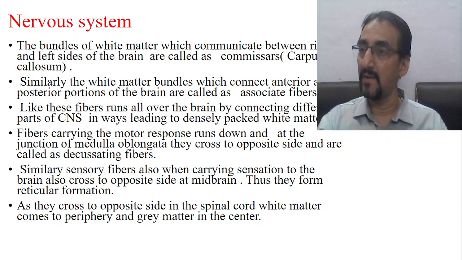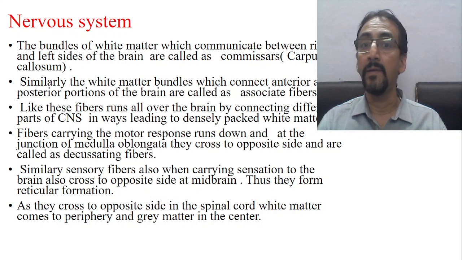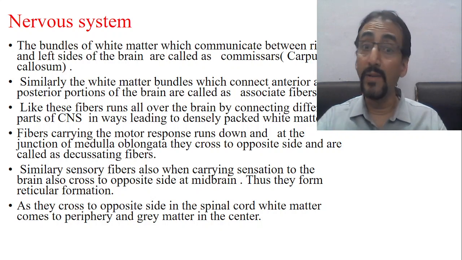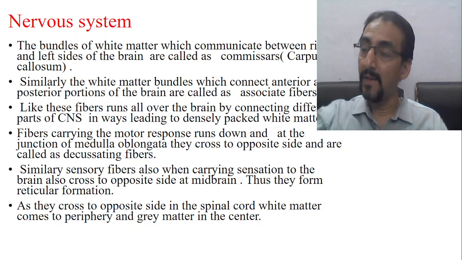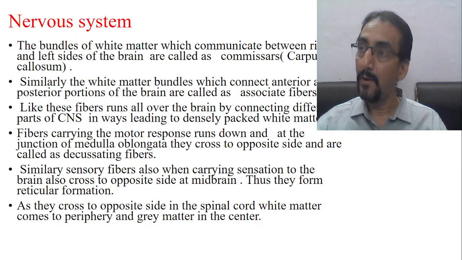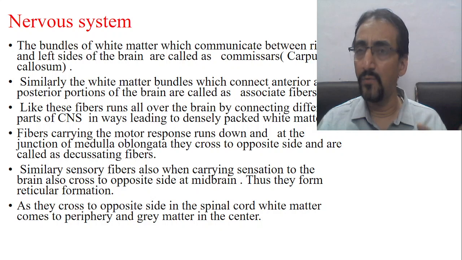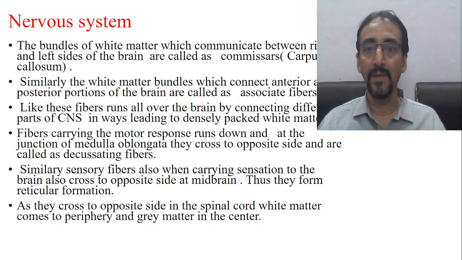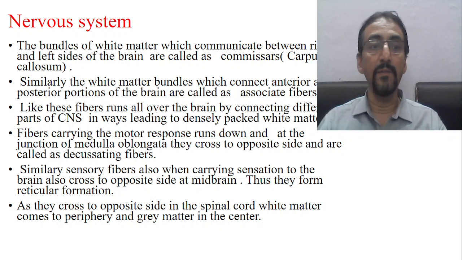Inside the brain only network, and that is called as associate fibers. Commissures, and this is called as commissure is a पहले वाला है, and this is called as associate fibers. Okay, like these fibers also run all over the brain by connecting different parts of the CNS. So therefore white matter not only give the motor tracts or sensory tracts, it also connects within the brain also. Innumerable connections, आप सोच नहीं सकते उतना connections है वो. Okay, so like this the fibers run all over the brain by connecting the different parts of the CNS in a way leading to the densely packed white matter.